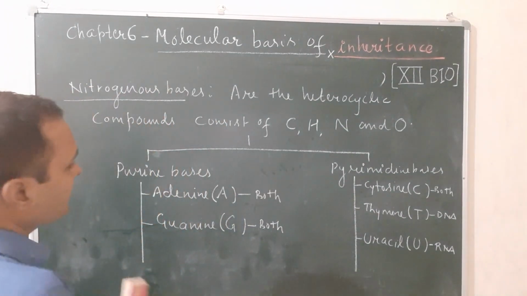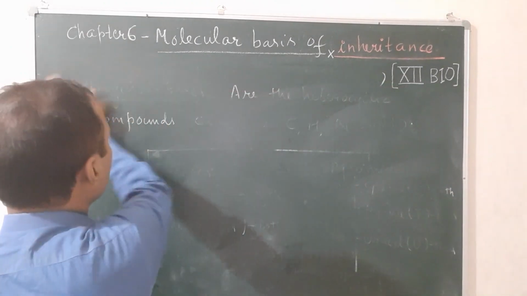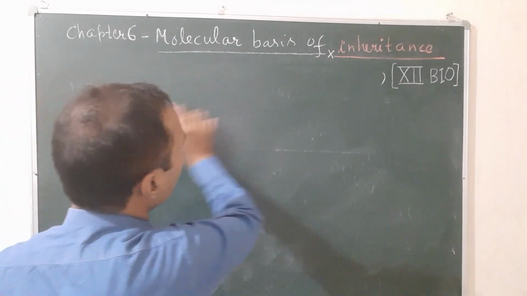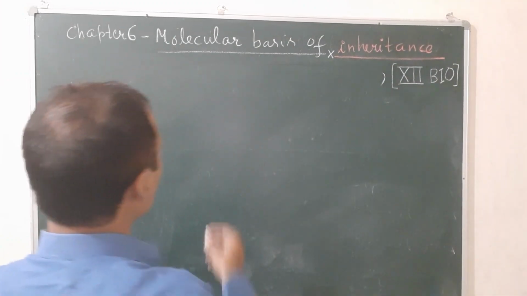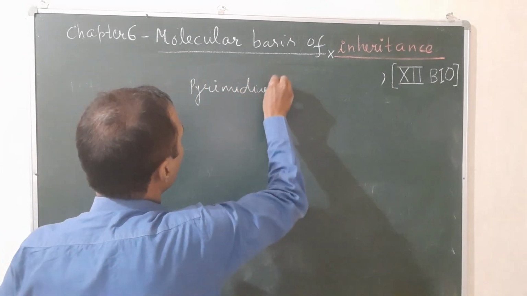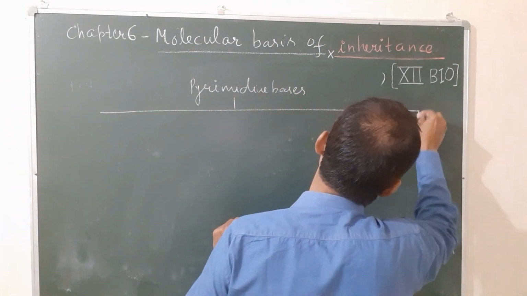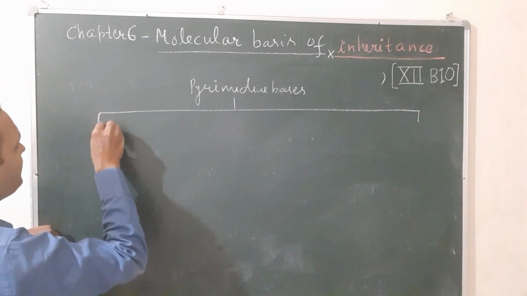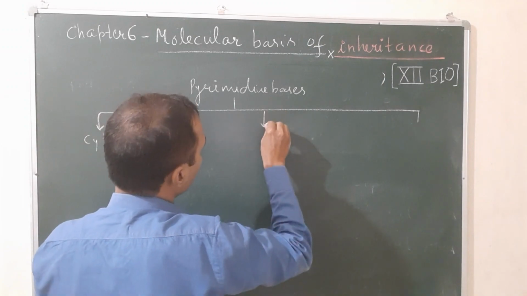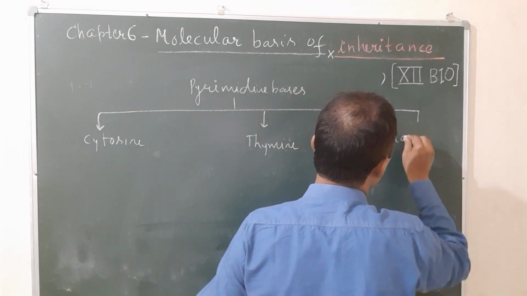Now let us see the structure of nitrogenous bases. There are two types of nitrogenous bases: pyrimidine base and purine base. First, we will discuss the pyrimidine bases. There are three types, which I already explained. First one is cytosine, second one is thymine, and third one is uracil.